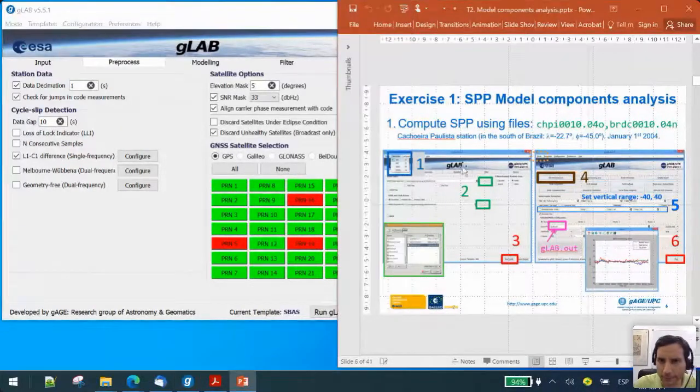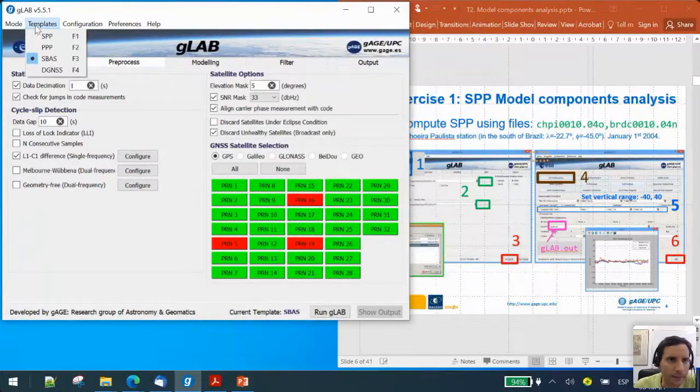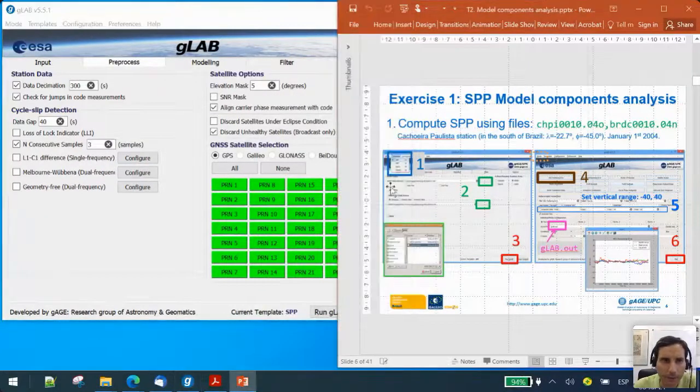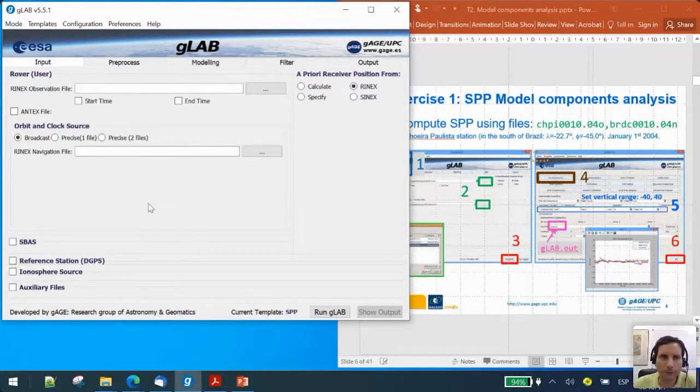Okay, so let's then do the exercise. Otherwise, we will not progress. Let's select the SPPP template. Then in the input section, remember that the GUI, the graphical user interface, mimics the processing inside the lab. This is why the leftmost tab configures the input, the input files that are going to be read.